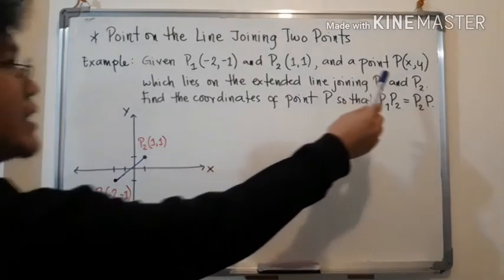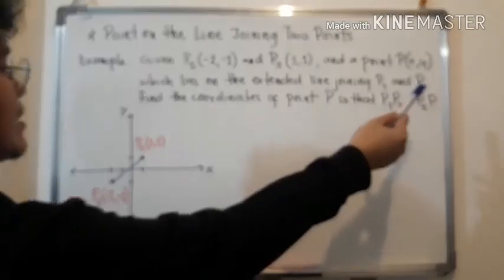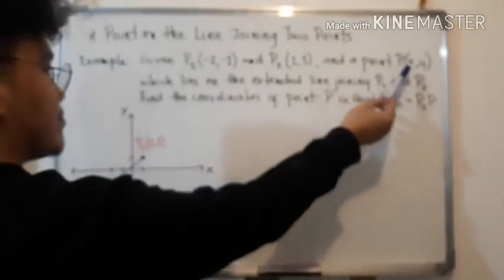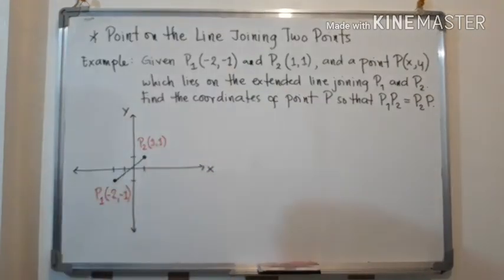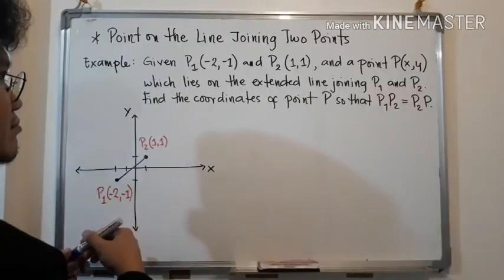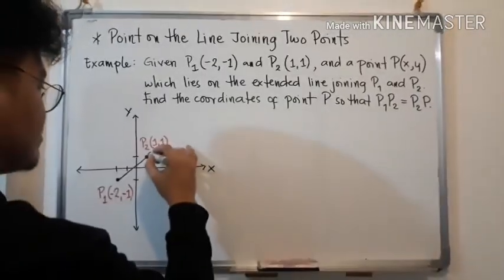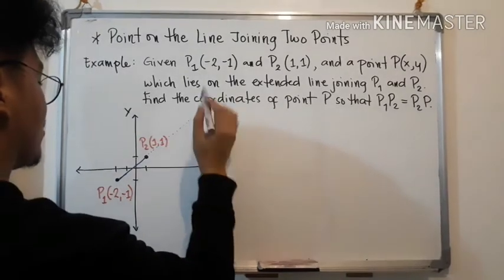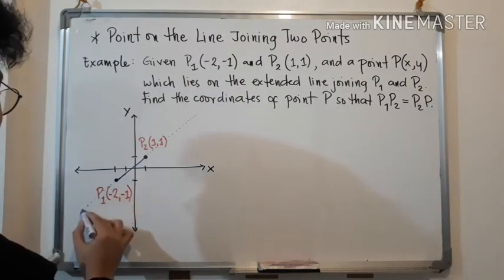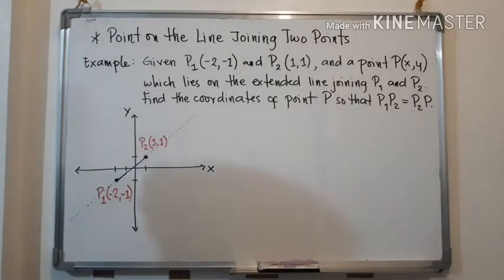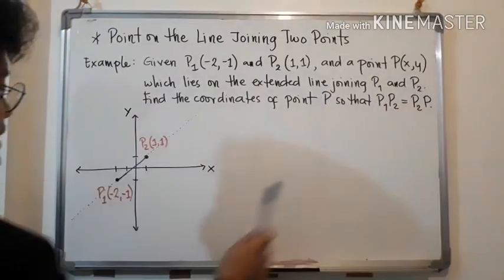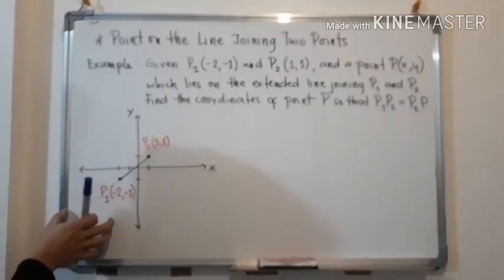Now we have this point P with coordinates xy. Nasabi, this point P lies on the extended line. If this is the line segment connecting point 1 and point 2, then point P lies on the extended line. So pag sinabi natin extended, pwedeng going to this direction or the other one, kasi extension ito ng line segment na to. Okay. So saan kaya nakapwesto itong point P na to? Is it in the first quadrant or is it in the third quadrant?